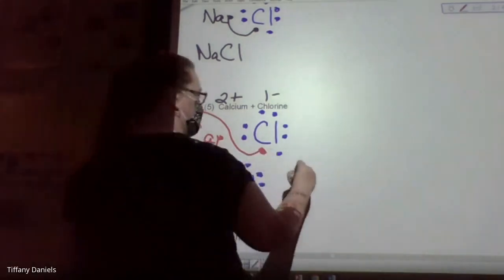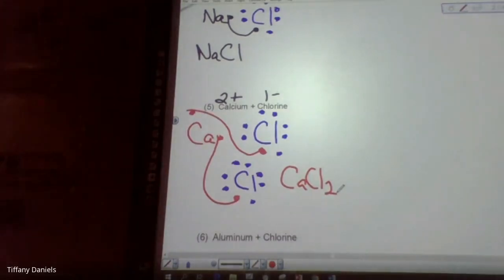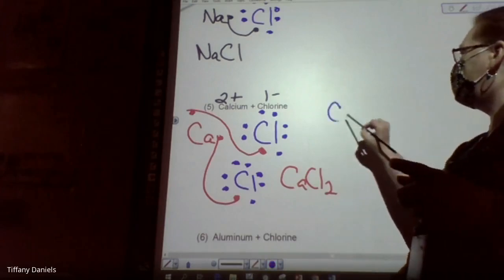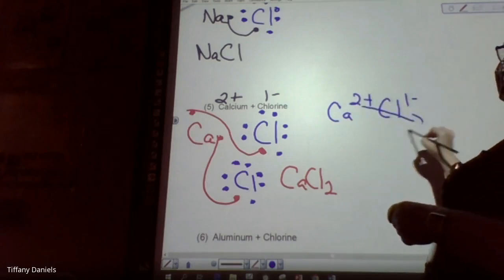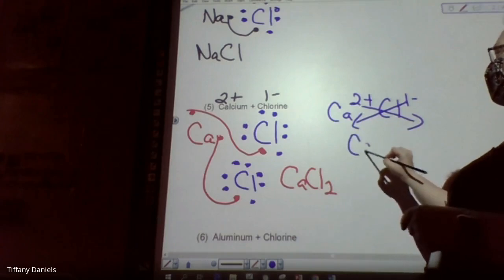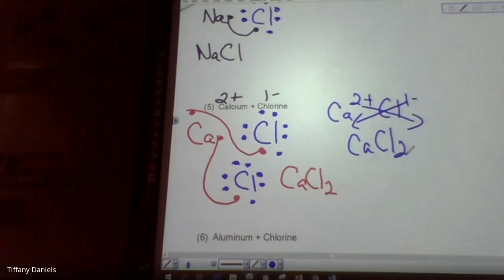And so our formula is CaCl2, and I actually have an example of that in our classroom. This is CaCl2. We use it to melt ice. That's not what you're going to use it for, though. And then we can check our work. And the 2 match, so we know we did it right.